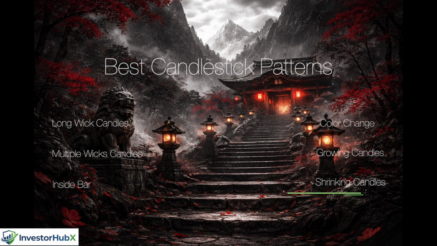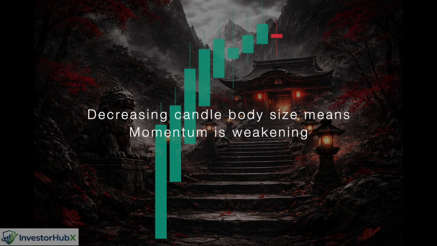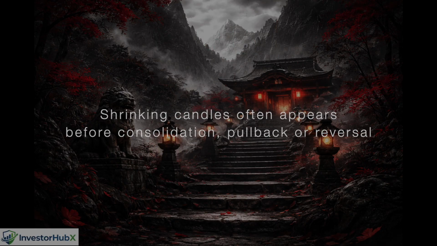Finally, we have shrinking candles. Shrinking candles show decreasing candle body size. This tells us momentum is weakening. Even if price continues in the same direction, the strength behind the move is fading. Shrinking candles often appear before consolidation, pullbacks, or reversals.